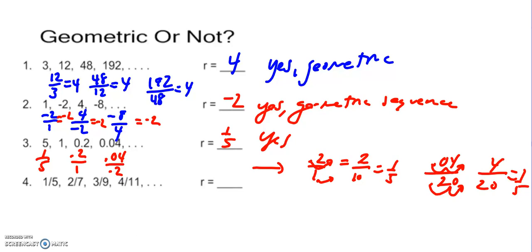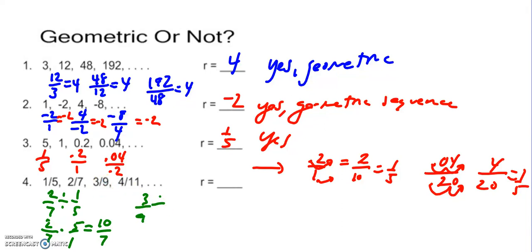Where life becomes more tricky is when we introduce more fractions. Taking a look at number 4, let me write that a little more neatly here. If I take the second term, 2/7, and I divide that by the first term. Remember, a fraction divided by a fraction is the same as the first fraction, 2/7, multiplied by the reciprocal of the second fraction. So that would be 10/7. So 10/7 is the common ratio between the first two.